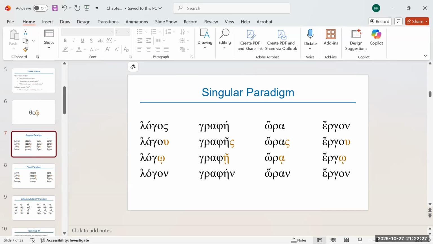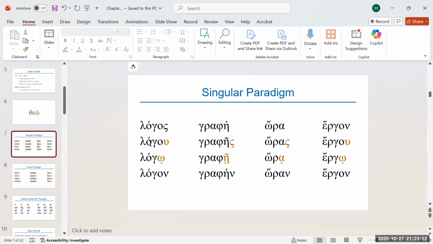Logo is masculine, dative, singular, to word, from logos. Logon would be masculine, accusative, singular, word, from logos, because this is a singular paradigm.